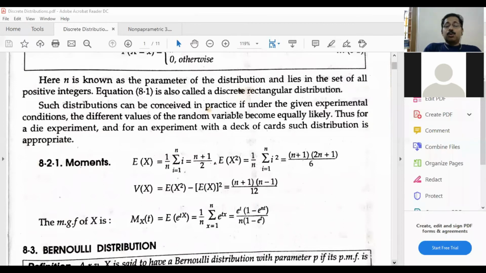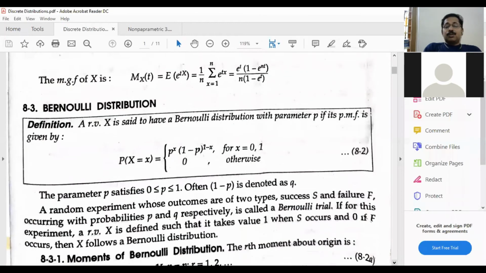Okay, now you can see the next distribution. It is called Bernoulli distribution. So what about its PMF? For discrete distribution, we are saying probability mass function, PMF. Suppose X follows a Bernoulli distribution with the parameter P. So its parameter is P. If its PMF is given by P raised to X into 1 minus P all raised to 1 minus X. This is its PMF.